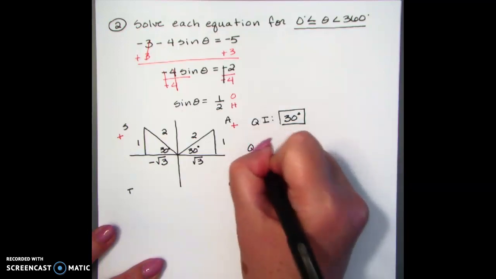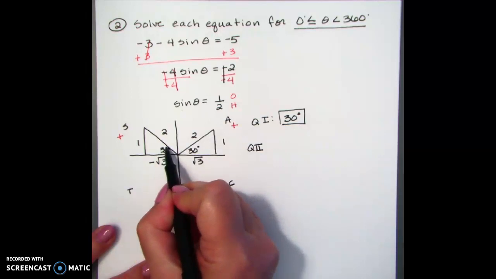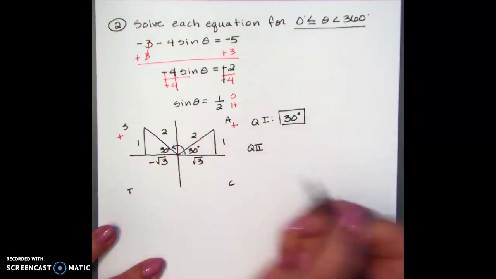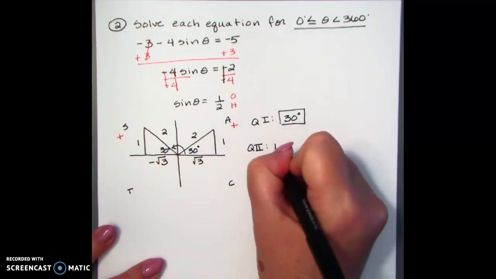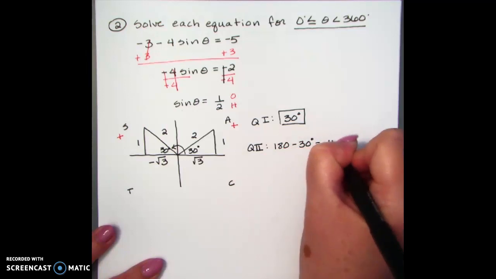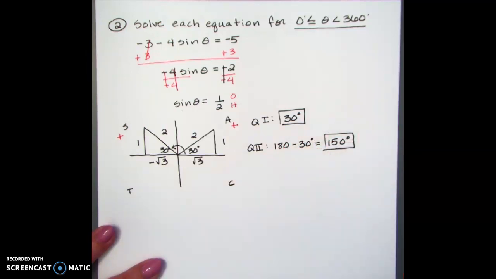For my quadrant 2 answer, do you see that it's 180 minus 30 degrees? Because my theta value is actually right here. So we're going to say that this is 180 minus 30. And that gives us 150 degrees, which is a quadrant 2 angle measure.